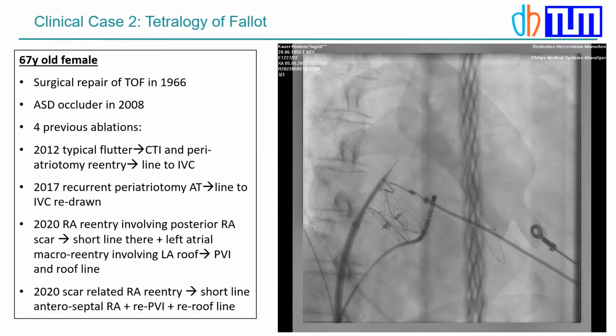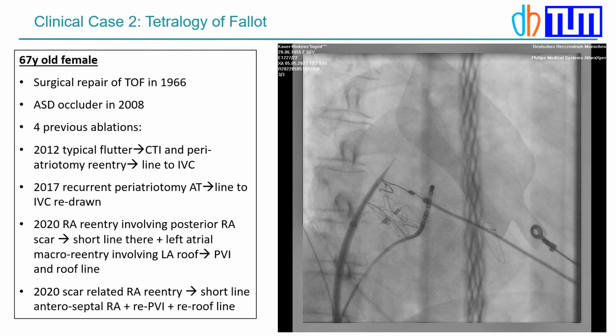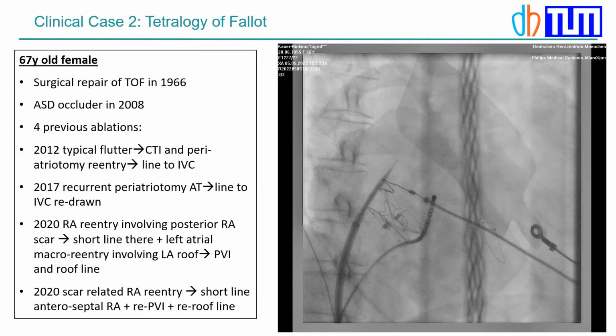Second example, surgical repair of Tetralogy of Fallot, ASD occluder in 2008, and you can appreciate here the transseptal puncture just cranially to this ASD occluder. We ablated that lady already several times. She had typical flutter, had an atrial tachycardia around the atriotomy, recurrent peri-atriotomy AT, so a line to the IVC redrawn, and then a right atrial re-entry involving the posterior right atrium.